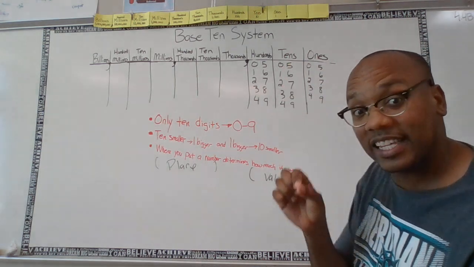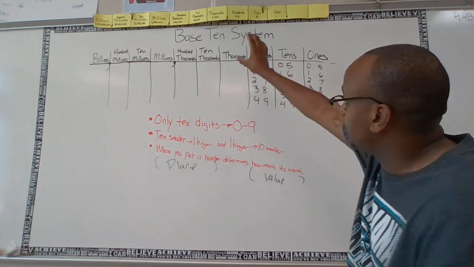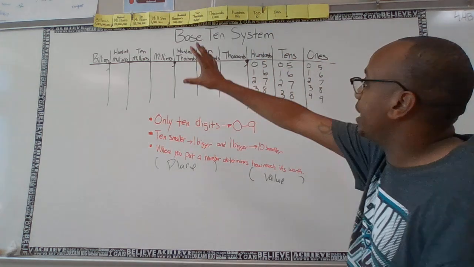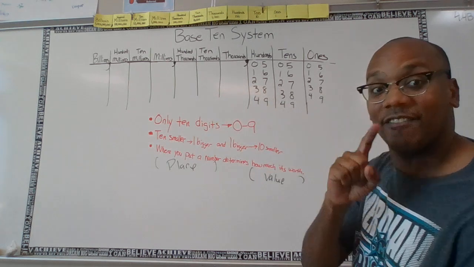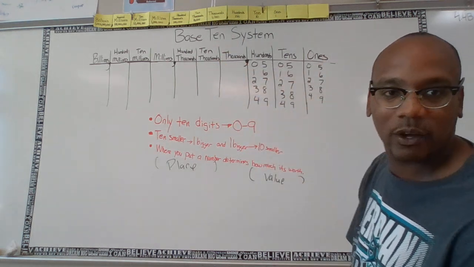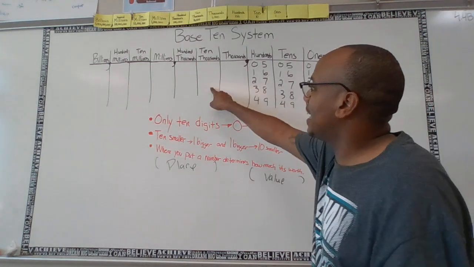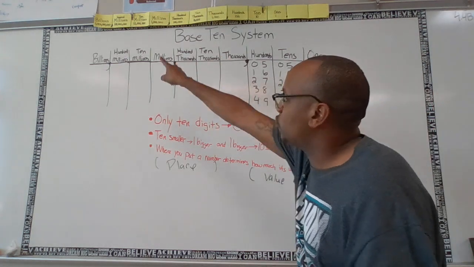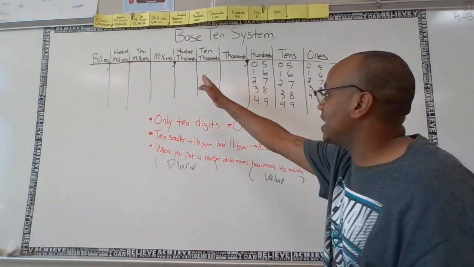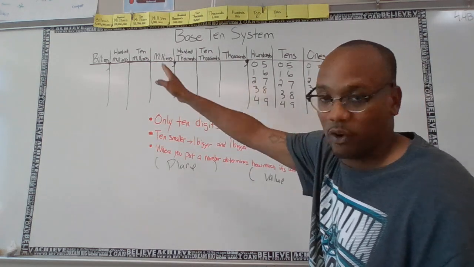If I have 10 tens, it can be traded in for 100. If I have 10 100s, it can be traded in for 1,000. If I have 10 thousands, then it can be traded in for 10,000. If I have 10 10,000s, it could be traded in for 100,000. If I have 10 100,000s, it can be traded in for 1,000,000.